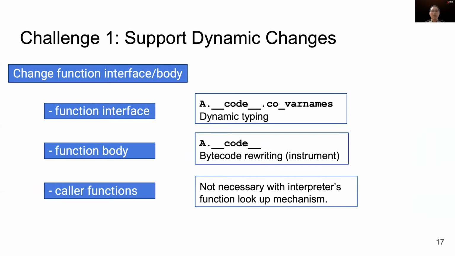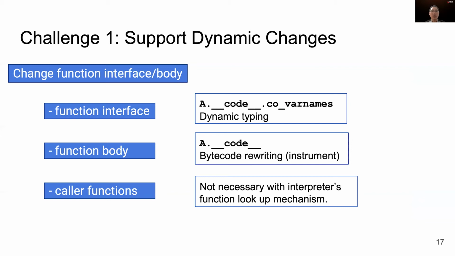PYLIVE supports changes on both function interface and code bodies. Changing function interface includes altering the number of parameters, parameter types, and function names. To make these changes, we utilize Python's meta-object protocol and dynamic typing. For example, for parameter number changes, PYLIVE directly modifies the function's parameter list. For function body changes, PYLIVE supports both redefine and instrument. For both types, PYLIVE replaces function's code object as a whole. For instrument changes, PYLIVE also relies on bytecode rewriting.